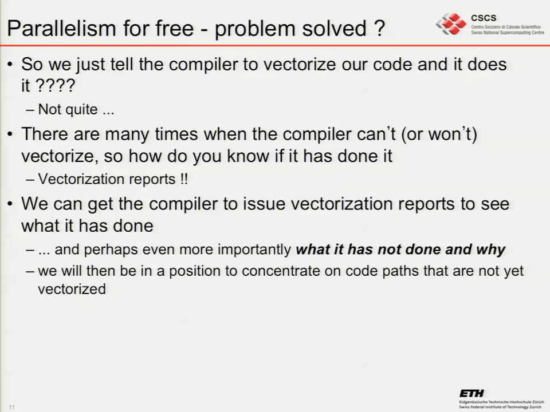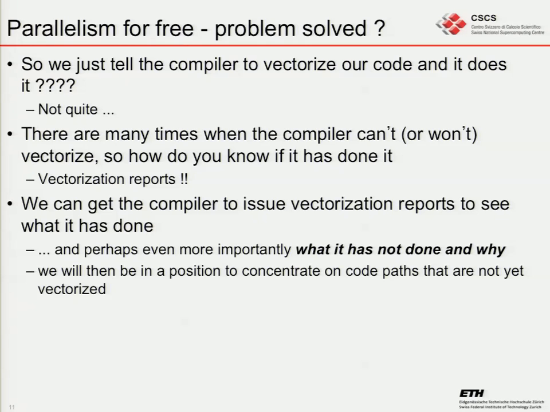So what we can do is we can get the compiler to issue vectorization reports and see what it's done. Much more importantly than what it has done is what it hasn't done. If it's vectorized something, great, that's what we wanted it to do. If it hasn't vectorized something, we want to know about it and want to know why, and can we fix it? Then we can concentrate on those code paths that are not yet vectorized, as long as they're the ones, of course, that actually take some time in our code. It's like anything to do with parallelism or optimization. You don't waste your time on something that you never call.